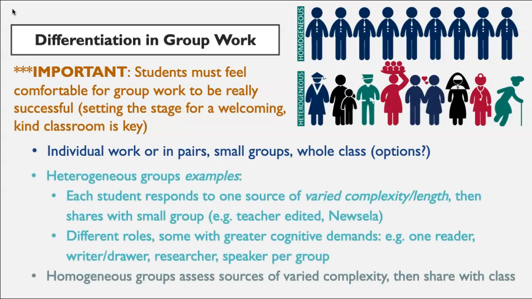For examples of heterogeneous groups, we can have each student in a group respond to one source of a varied complexity or length, and then share that information with the small group. This can be really helpful, and we would know who to give which sources to. And maybe another way to do it would be to provide different roles, some with greater cognitive demand. So, for example, one might be the reader, one might write or draw, one might research, and another person can be the group speaker. If someone is petrified of speaking in public, maybe we don't assign them the speaker role.